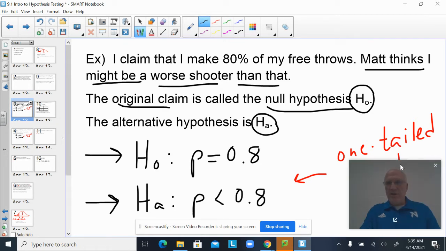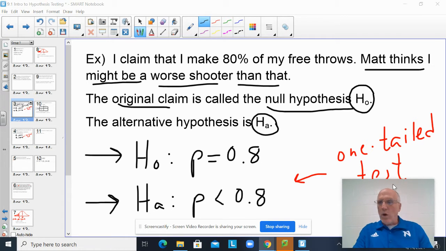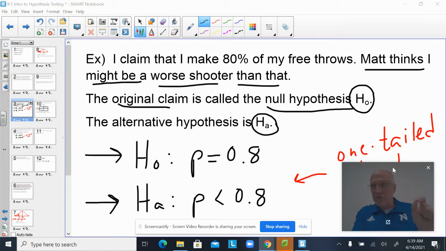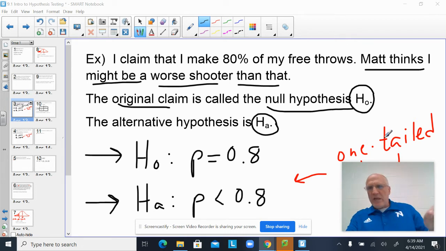Underneath my picture here, it says this is considered a one-tailed test, because, based on what Matt says, that I might be a worse shooter than that, you're looking for evidence that P is less than 0.8.